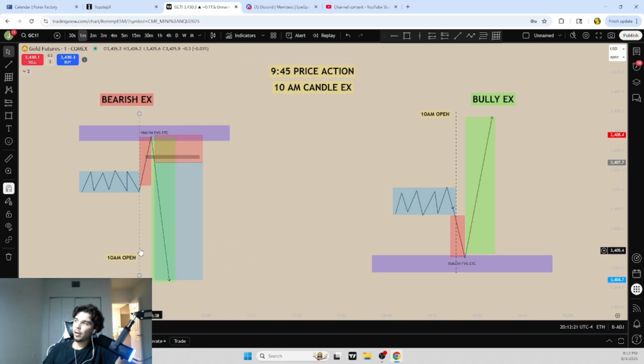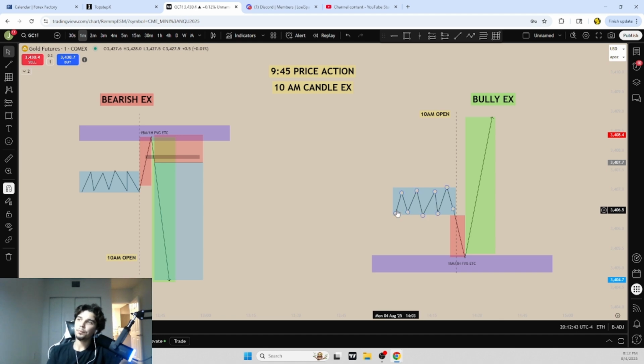So what happens at 10 a.m., which is this dotted line? Price opened high, put in the high of the wick, and then closed low. And then same thing with our bullish example. Right? 10 a.m. candle example and 9:45 price action. So 9:45 price action. Again, 9:45 to 9:47, that's when it starts to happen.